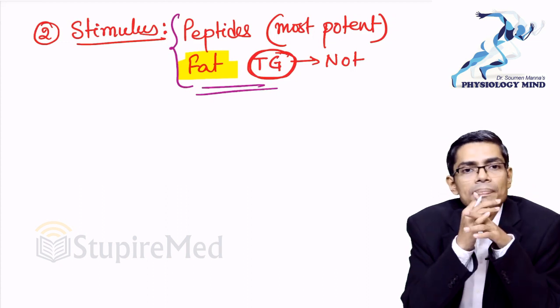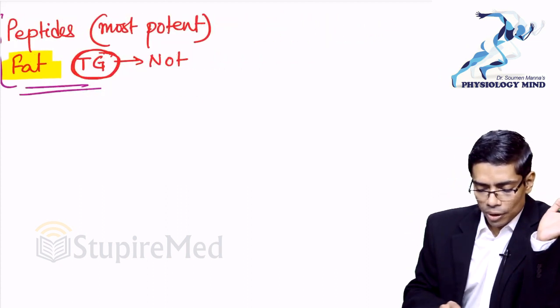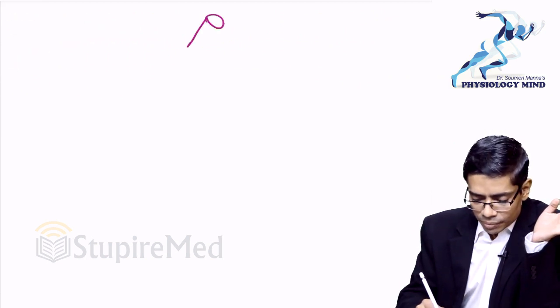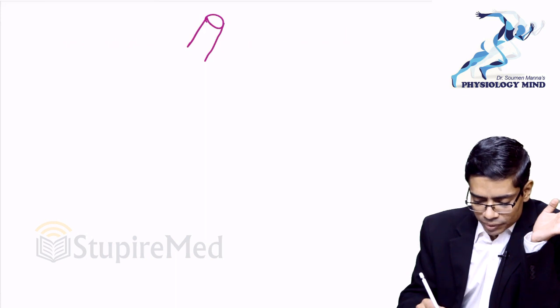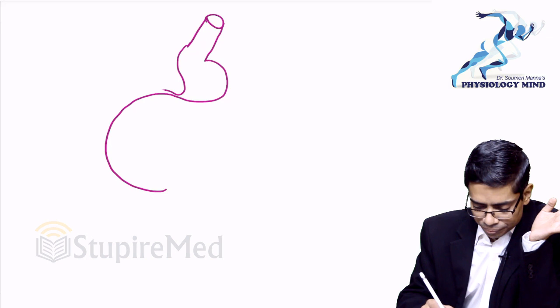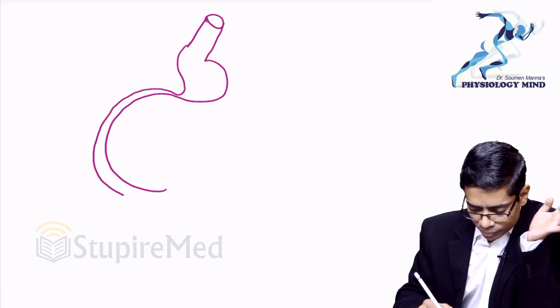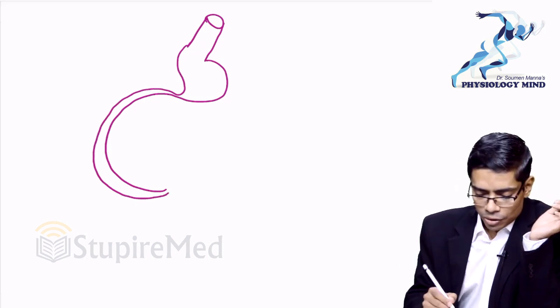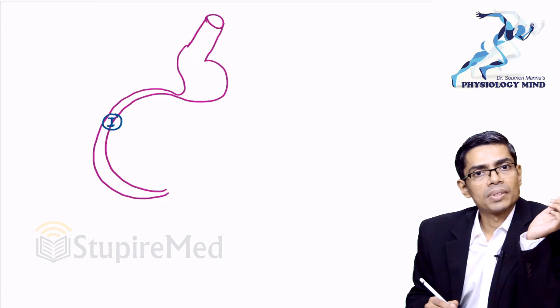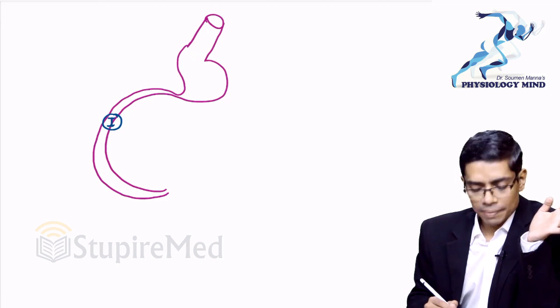What will the CCK do? Again we will try to draw a diagram like we have drawn earlier. So this is the stomach and this is the duodenum. Okay, so CCK will be produced from here, the I cell. So this is the I cell, it will produce CCK. What are the stimuli? I told you, peptides.